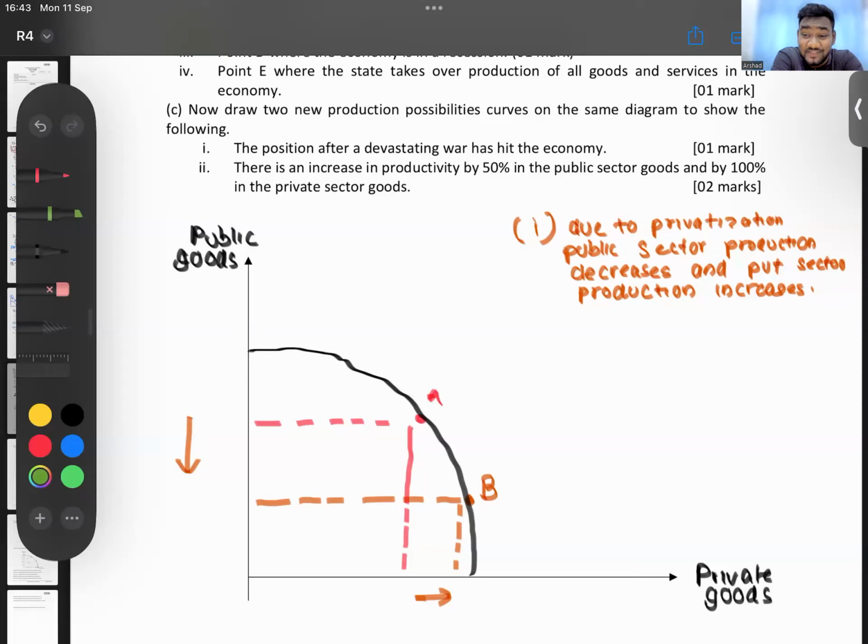How do we show that on a PPC? Unemployment is any point inside the PPC, no? So we'll mark it over here, right? It can be at any point. I'll just mark it right in the middle here. So this is point C.